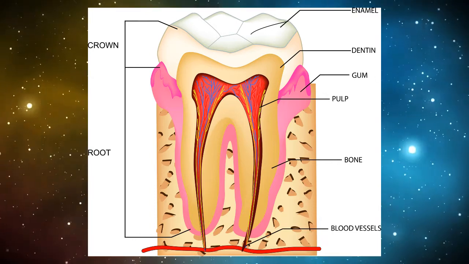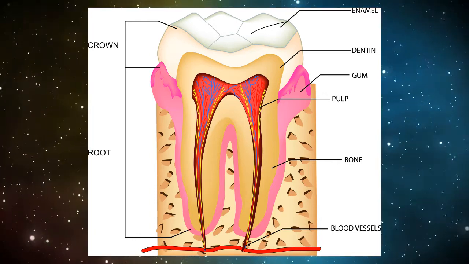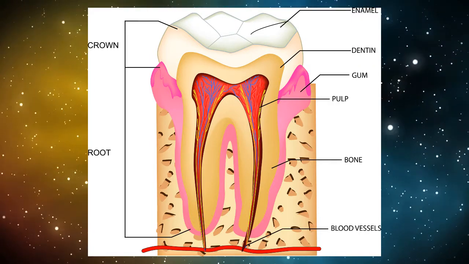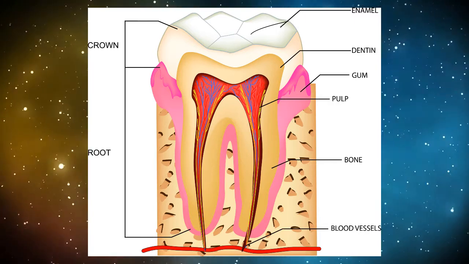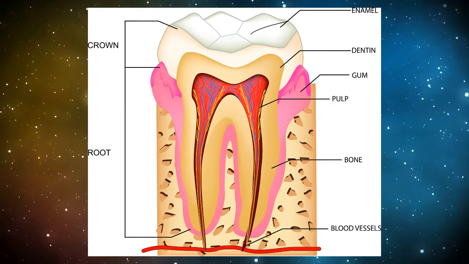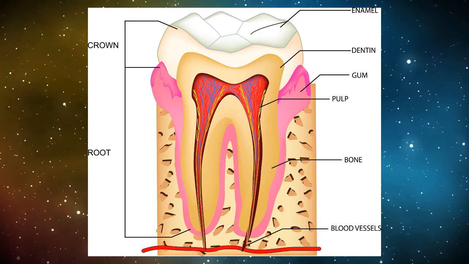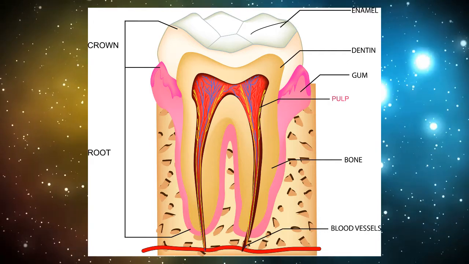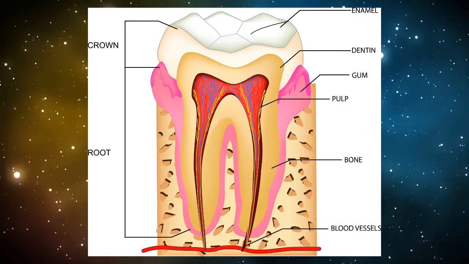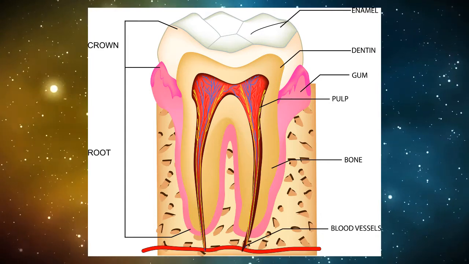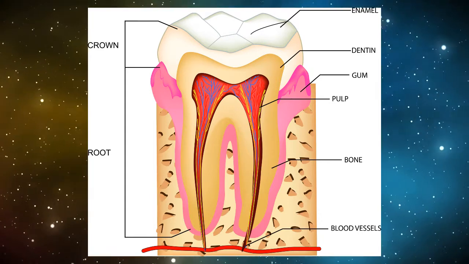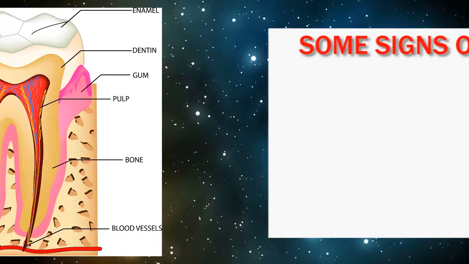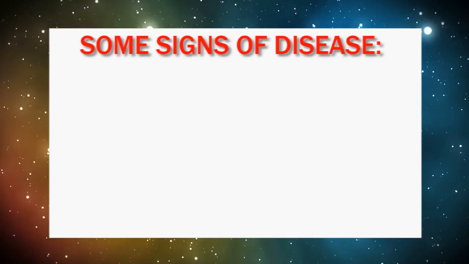Below the enamel is another hard substance called the dentin, which is less resistant than enamel and is yellowish in color. These layers, and I'm referring to the enamel and the dentin, protect the central part of the tooth, which is called the pulp, also known as root canal, which contains the nerves and blood vessels that keep the tooth alive. Now, before we go on, let's see some signs and symptoms of disease.